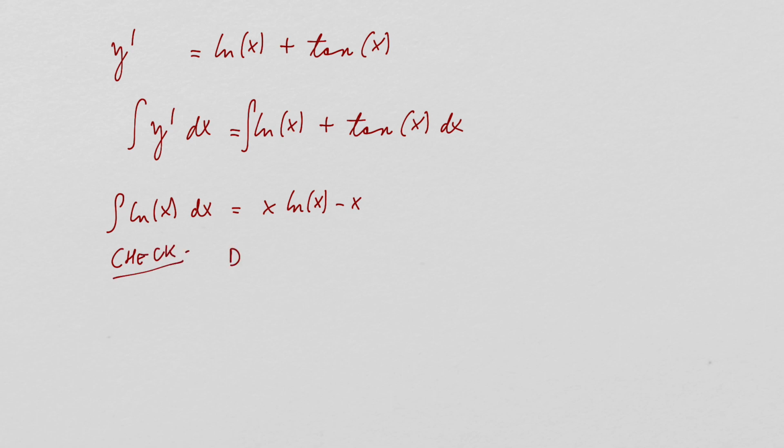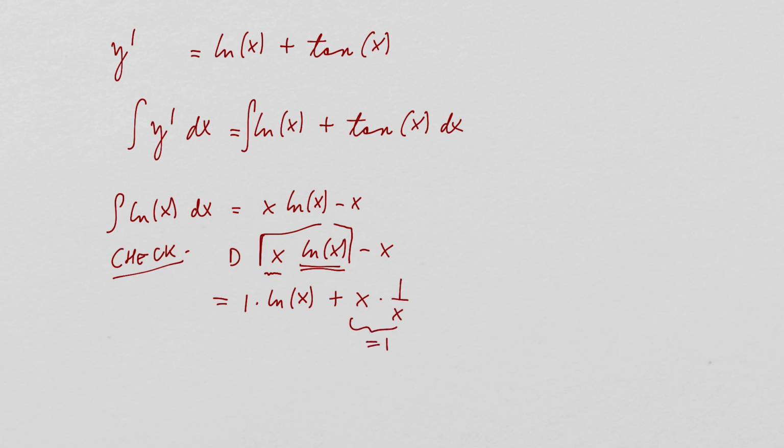If we differentiate x times ln x minus x, the derivative of x is 1. Then we are using the derivative of the product here. We have x times the derivative of ln. The derivative of ln is 1 over x. This gives 1. Okay, and then last we have the derivative of x, which is 1.